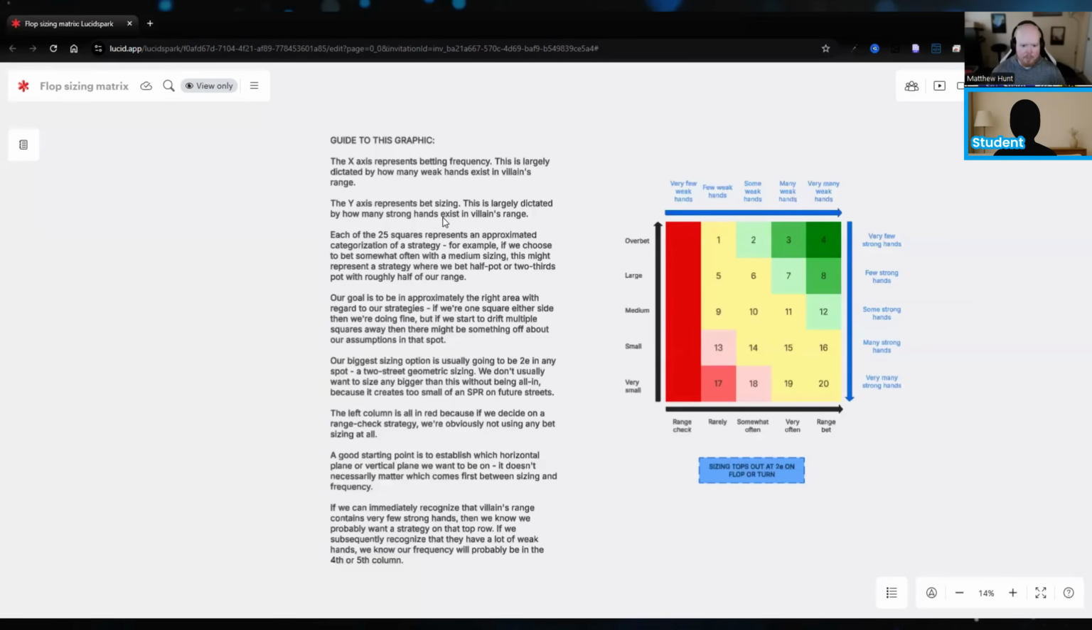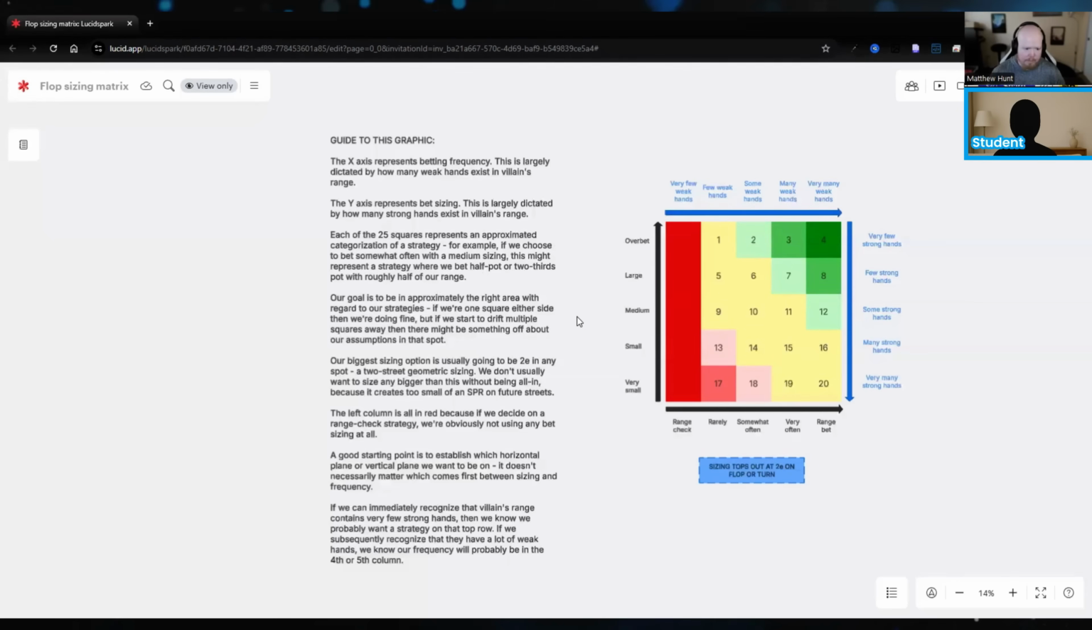But each of these squares represents an approximate strategy. If we chose to bet somewhat often with a medium size, then this is going to represent a strategy where we bet maybe half pot or 2/3 pot with roughly half of our range. And that would mean we were somewhere in the square number 10 or 11, right? Something like that. We would be betting somewhat often with a medium-ish kind of size.